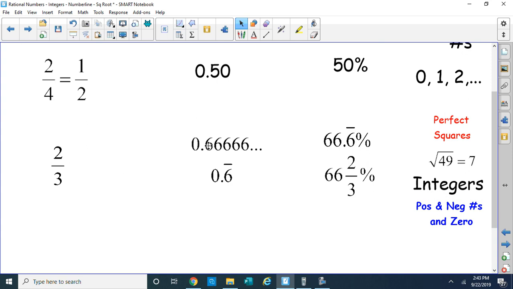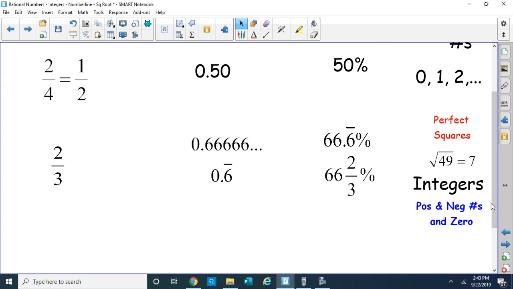2/3, that's a repeating decimal if you look at it. 0.6 with a line on top, so the line means the 6 is repeating. We can change that to percentages, so 66 and 2/3 percent, or 66.6 with a line on top of that.